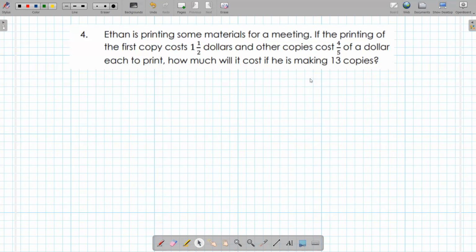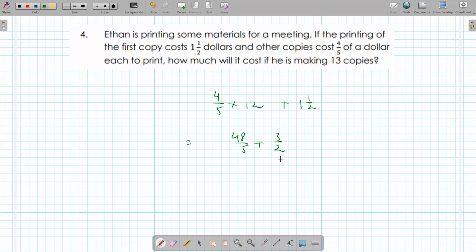So if you read the question, the first copy costs $1.50. So then 4/5 times 12? And then you just add the 1 and 1/2? Right, that's it. So 4 times 12 is 48/5, plus, let's turn this into a proper fraction. That's going to be 3/2.